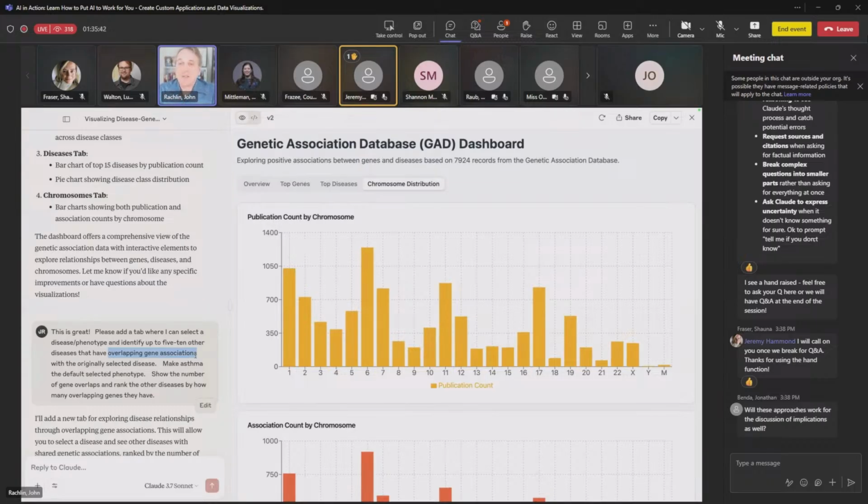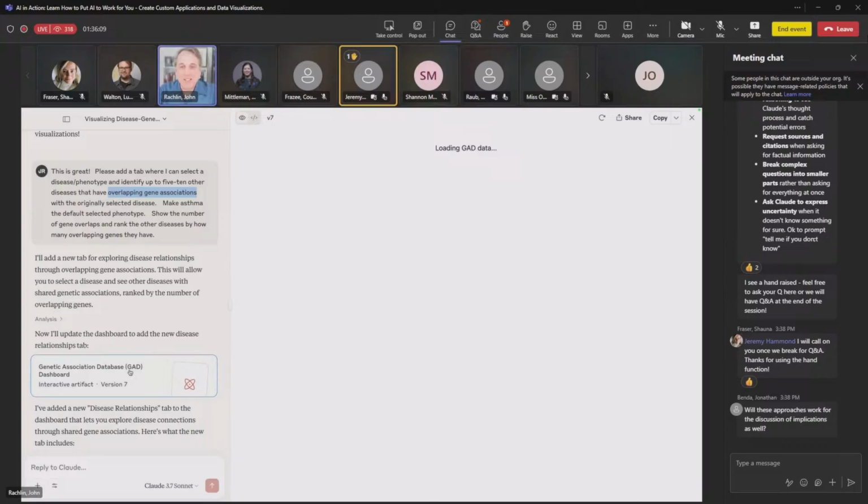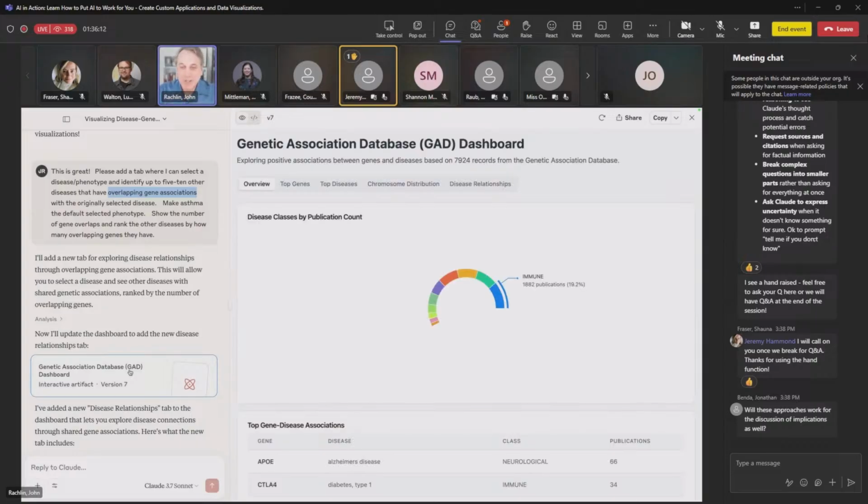And why would we care about such a thing? Well, it may suggest common molecular mechanisms underlying the function or biological pathways that drive the occurrence of both of these diseases. Perhaps a drug or a treatment option for one disease might therefore be relevant to another disease. So this was a request that I was making for added functionality. And here we go. This is the result of producing that request.